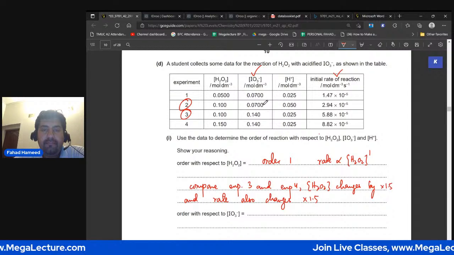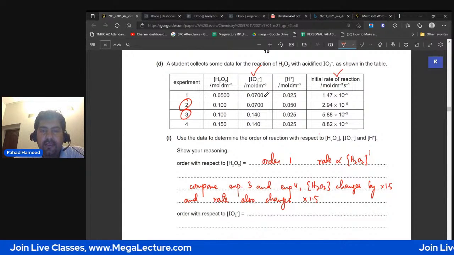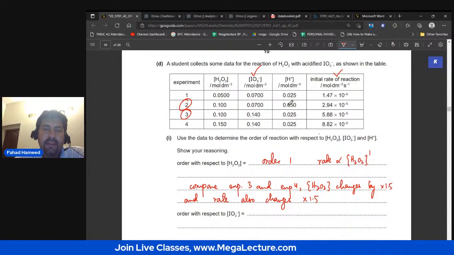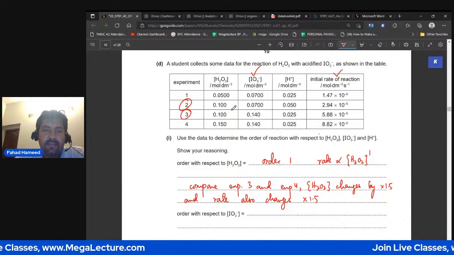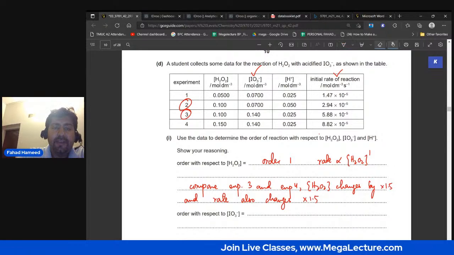What I can also do is compare 1 and 2, but IO3 minus 1 should vary, so that can't be done. 3 and 4 can't be compared. The second one can be compared, but every time this would change. The first one can be compared, but this would still change. So every time everything is changing. What's the other way of finding the order?